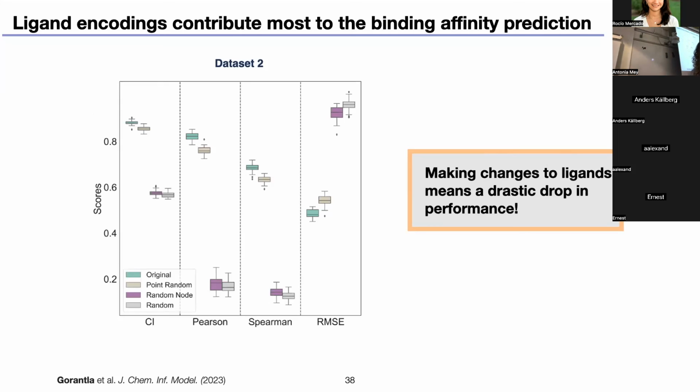If we now look at changing our ligand encoding, we do get a significant drop for the random node and random ones. So basically, we might as well just get rid of the protein part of our architecture and just train on the ligand, which is obviously not what we want.